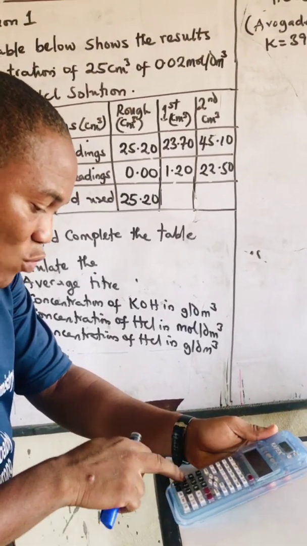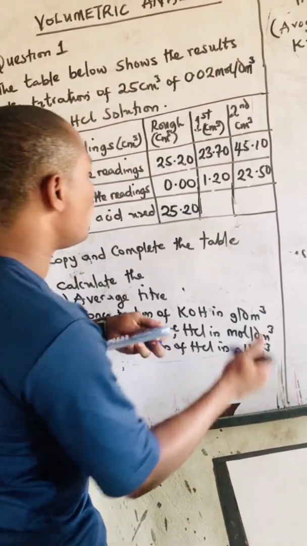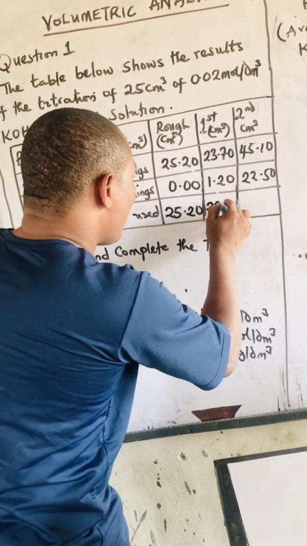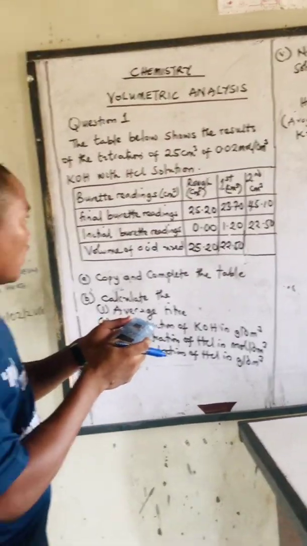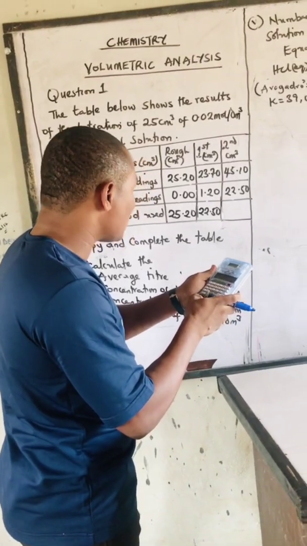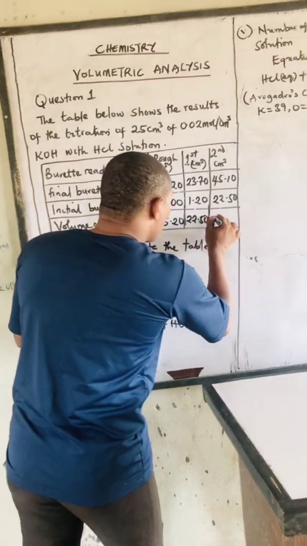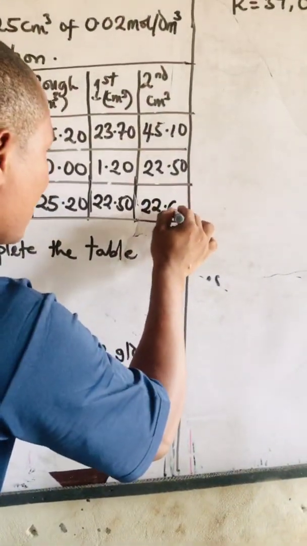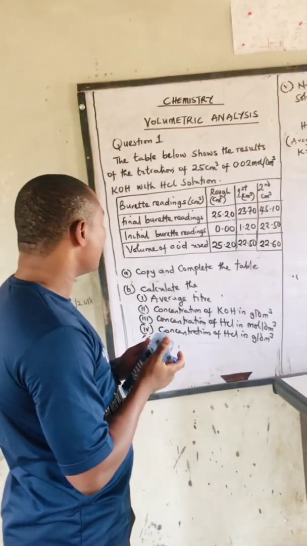You can use minus 1.20. We have 22.50. Nobody's going to penalize you for that. You can use your calculator. Then we have 45.10 minus 22.50, so we have 22.60. You can see, very, very easy, because it's an alternative to practical.